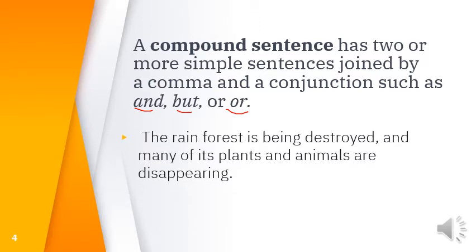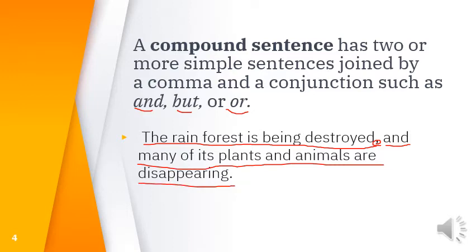So for example, the same sentence: the rainforest is being destroyed, a comma, and many of its plants and animals are disappearing. So I have two complete simple sentences. What are they? The rainforest is being destroyed. The other sentence is many of its plants and animals are disappearing. Okay, I have in the middle a comma, a conjunction, and so this is a compound sentence.